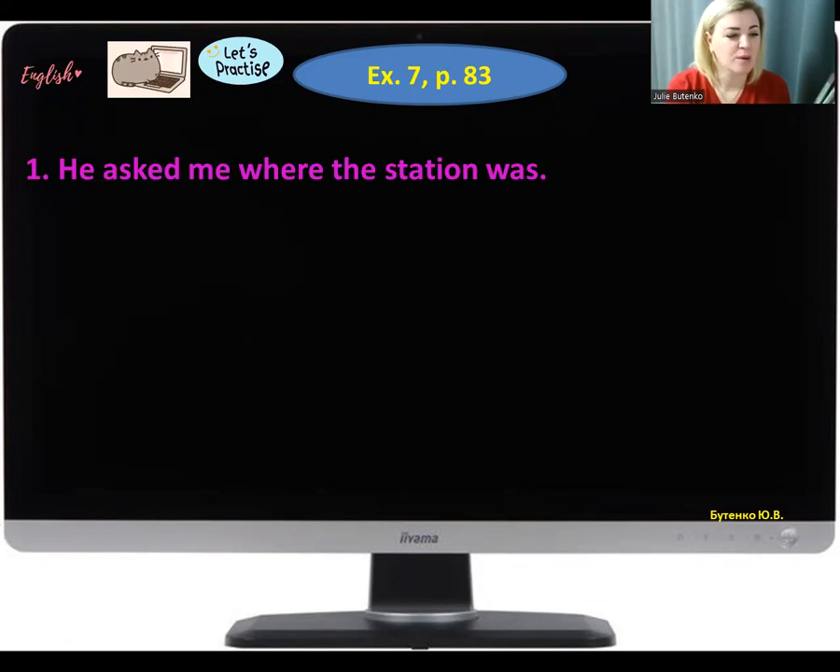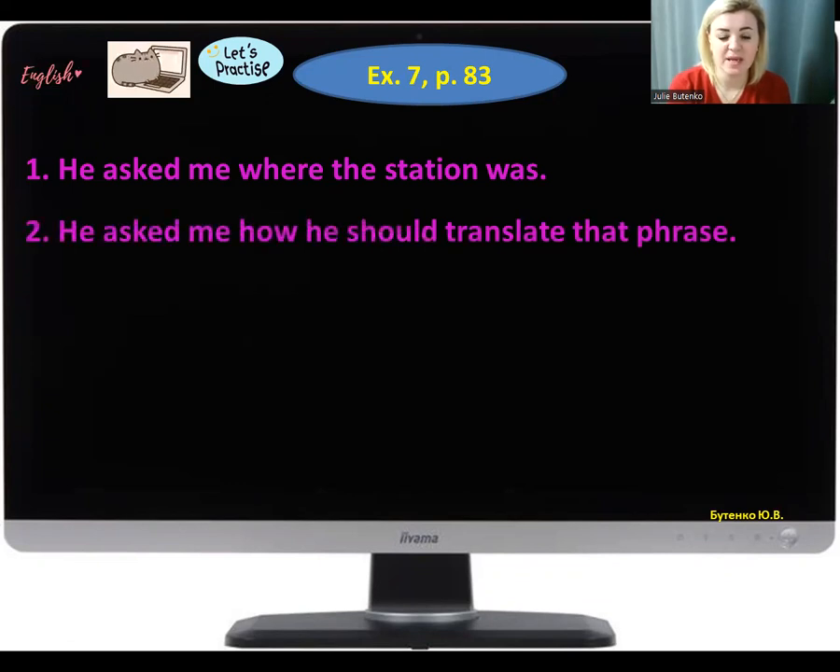Number 2. How should I translate this phrase? Think. He asked me how he should translate that phrase.